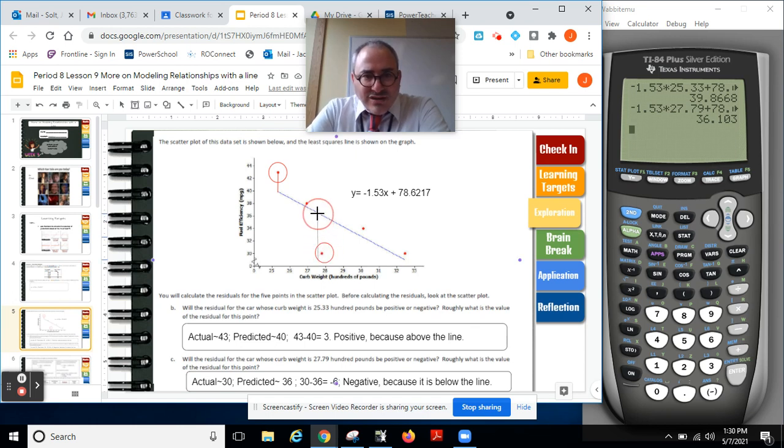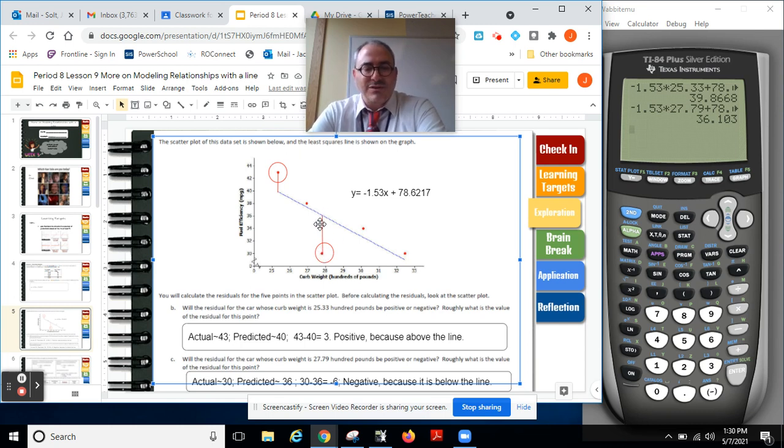And again, what is that measuring? It's measuring the vertical distance between the observed dot and the line, right? And it's negative here because 30 is the observed. The predicted was much higher. 30 minus the predicted is a negative number. It's below the line because it's a negative number, and it's 6 below the line.